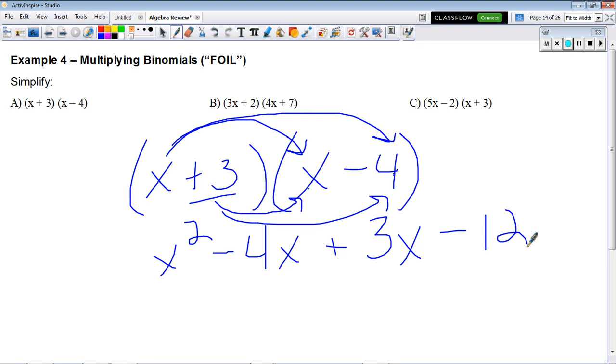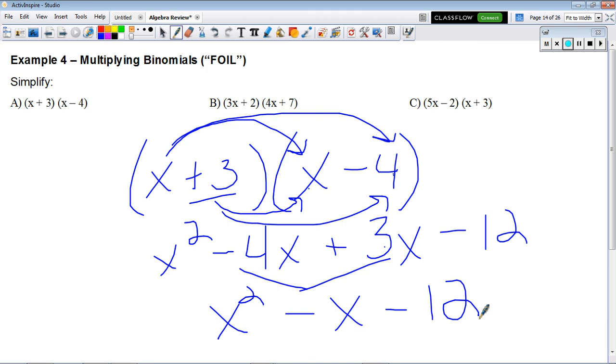Now I just want to combine like terms. So if you notice, the only like terms here are the two terms that are in the middle. So x squared stays x squared, negative 4x and positive 3x becomes negative 1x or just negative x, and then minus 12 just stays minus 12. And that's the answer there for part A.